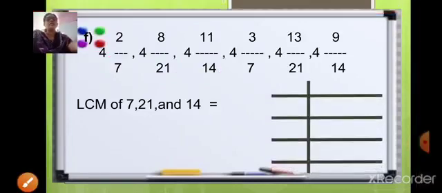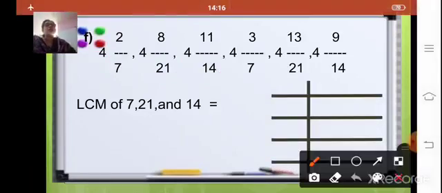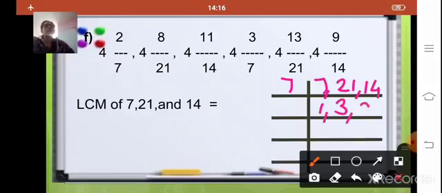So let us take the LCM of 7, 21 and 14. All the three numbers are divisible by 7. 7 ones are 7, 7 threes are 21, 7 twos are 14. We'll take the numbers 1, 3, 2. 3 ones are 3, 2 will remain as it is. It is not divisible, then you will take 2. All the numbers will be 1.